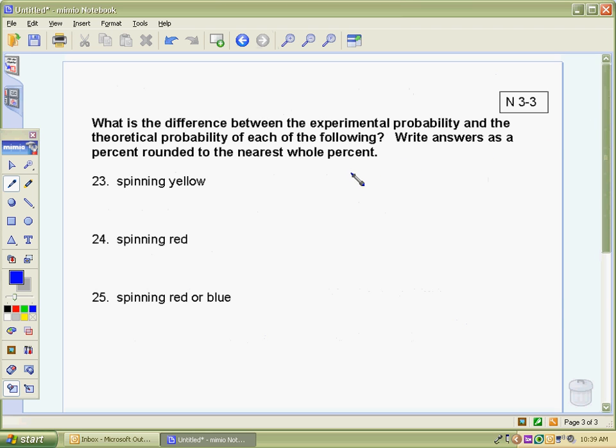What is the difference between the experimental probability and the theoretical probability of each of the following? So we want to subtract the theoretical from the experimental. Write your answers as a percent rounded to the nearest whole percent. So spinning a yellow. The experimental probability of spinning a yellow was 1/5. And I want to subtract the theoretical probability, which was also 1/5. So the difference between the two in this case was 0%.